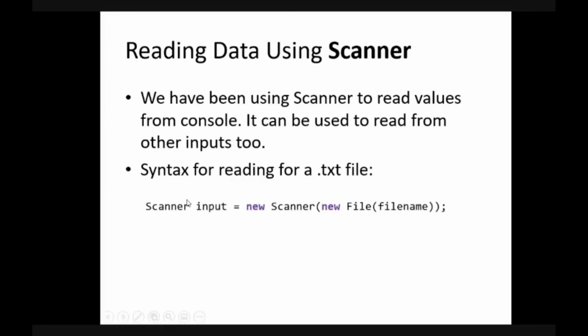The syntax will be this one: Scanner input = new Scanner, and this is our file object. You remember file1 is equal to new File, and the path is here. You can create everything here at the same time. Or you can create the object here and write the file name, file1. Same thing.